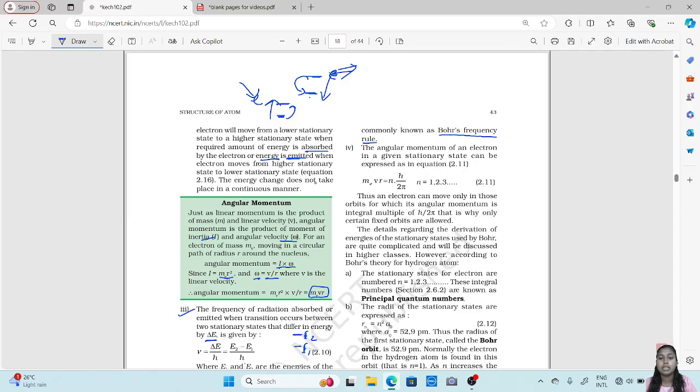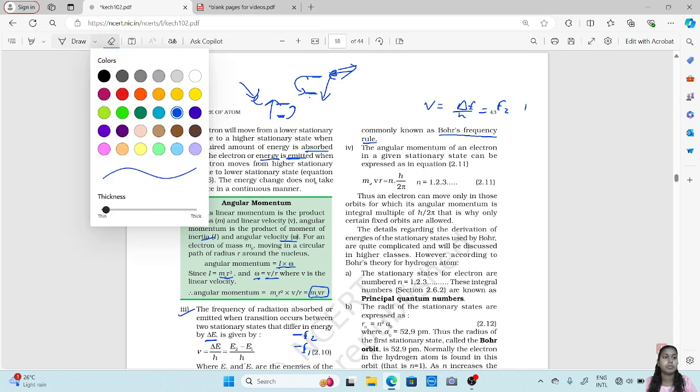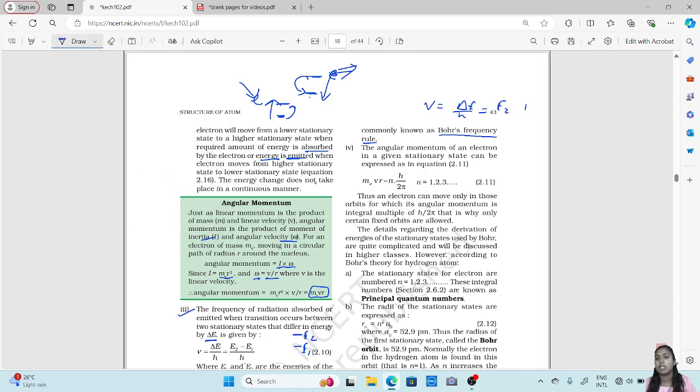So V is equal to delta E by H, which is equal to E2 minus E1 divided by H. This formula is known as Bohr's frequency rule.